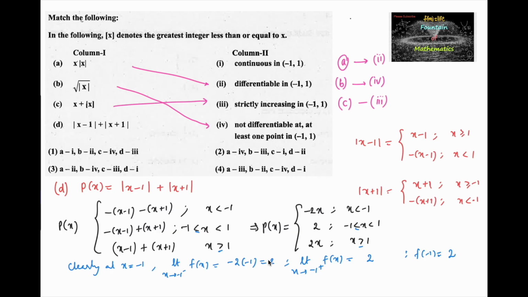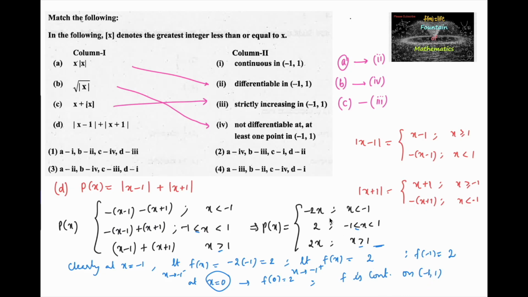So we can say this function is continuous at x equal to minus 1. And even at x equal to 0, the function is continuous. f of 0 is equal to 2. And at x equal to plus 1 also, we get that the function is continuous. So clearly f is continuous on the interval minus 1 to 1.